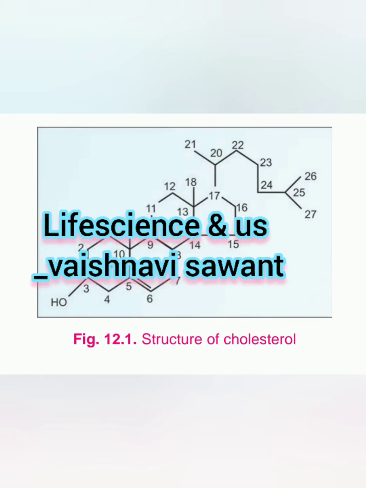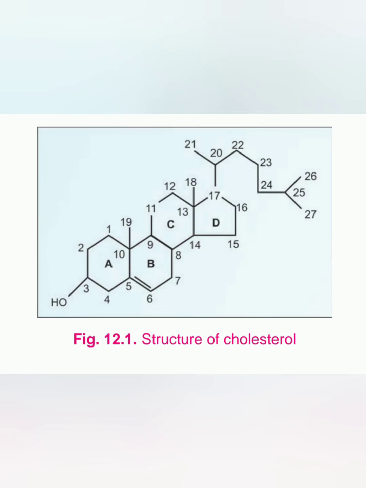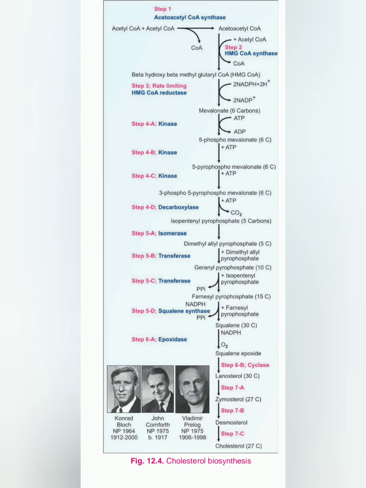Let's study the second minor metabolism, that is the biosynthesis of cholesterol. All the carbon atoms of cholesterol are derived from acetyl coenzyme A. The major sites of synthesis of cholesterol are the liver, adrenal cortex, testes, ovaries, and the intestine. There are six steps in cholesterol biosynthesis.